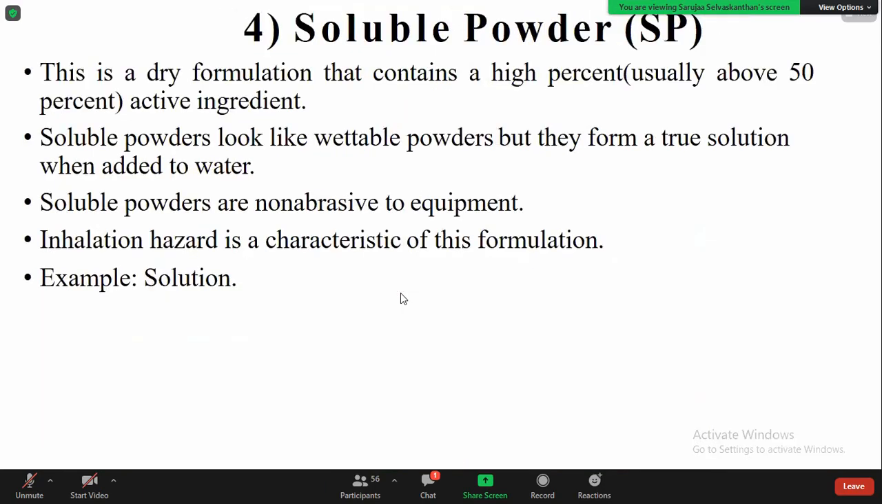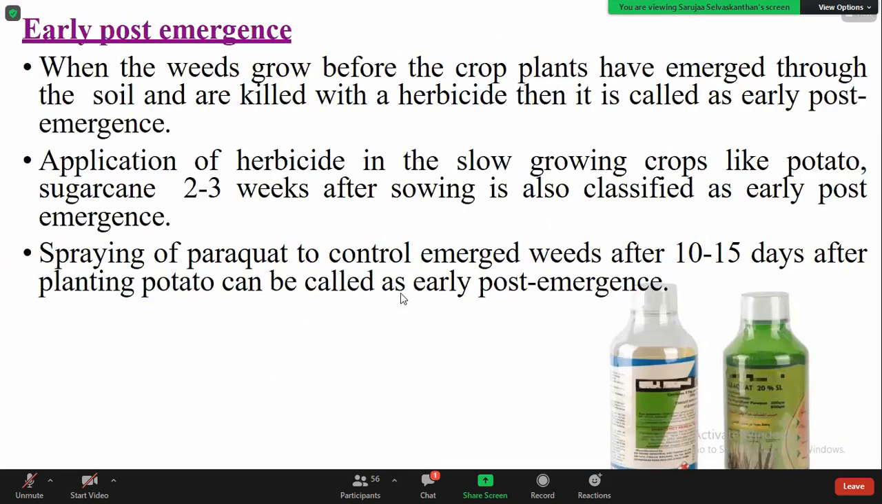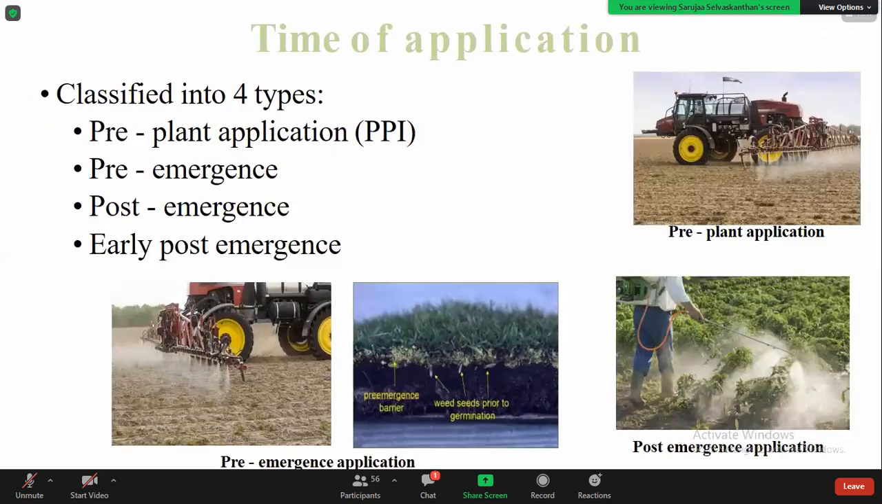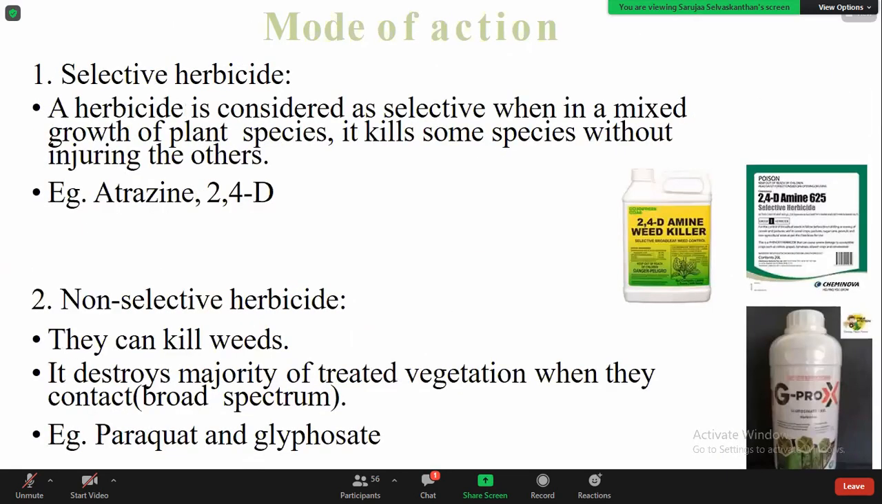Mode of action, we can divide it into 2 groups. One is selective and the other one is non-selective. In selective, examples are atrazine and 2,4-D. It only destroys the selected plants. The second one is non-selective herbicides. Examples are paraquat and glyphosate. They kill all the weeds.